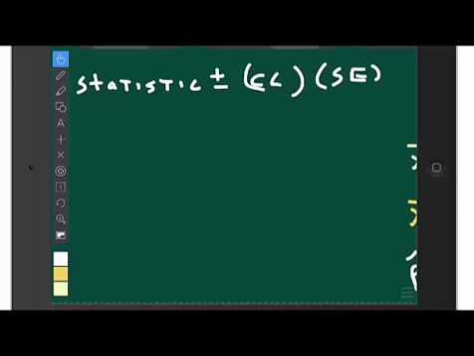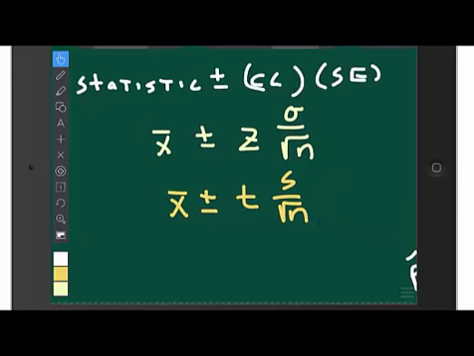So for the sample mean, we actually have two formulas. The first one, which isn't used that often but is a good place to start, is the sample mean plus or minus a z value times the population standard deviation divided by the square root of n. You'll know this is the formula to use if you are given a population standard deviation. So population standard deviation and z.